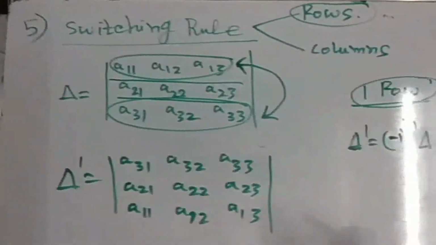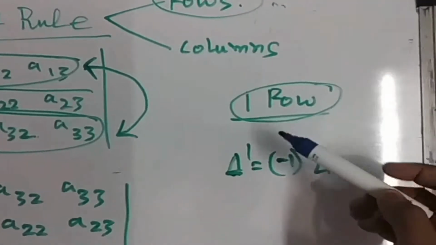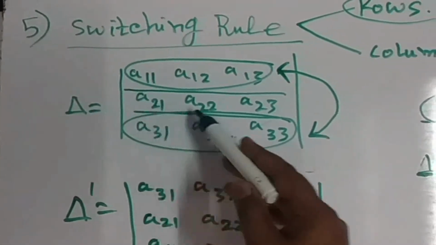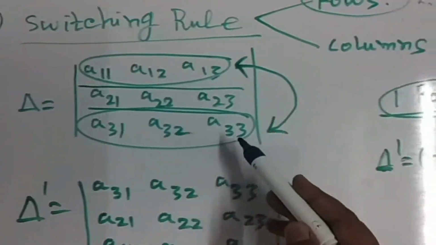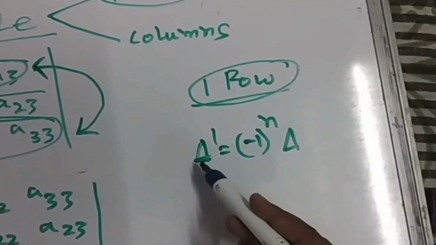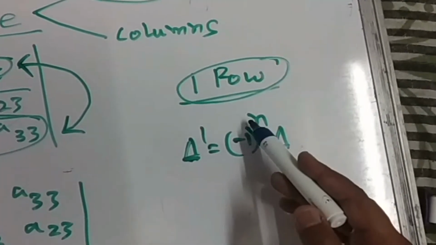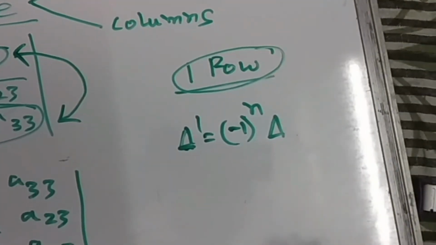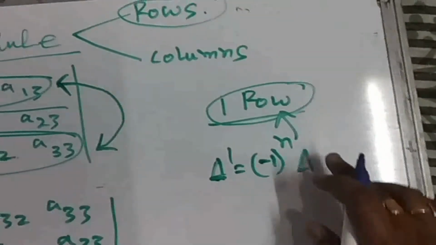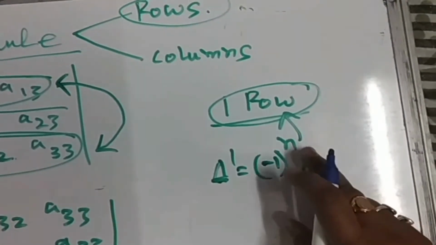Here the rule is, I have jumped over one row. I have jumped over the second row. This is del, this is del dash. Now, del dash will be equal to minus 1 to the power n into del. Now, what is n? How many rows have you jumped over? You have jumped over one row. So n equal to 1.